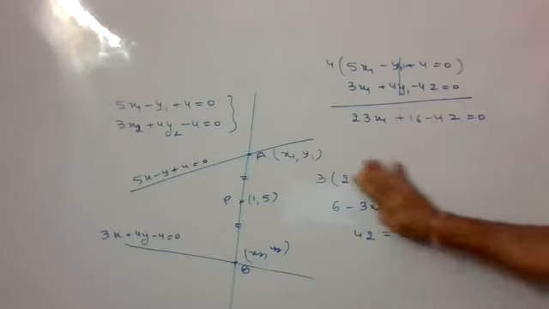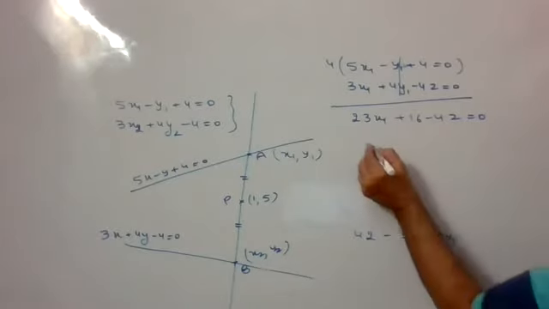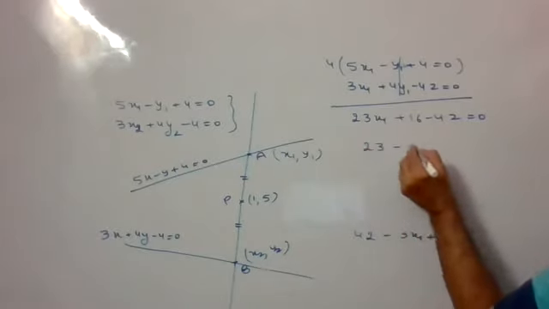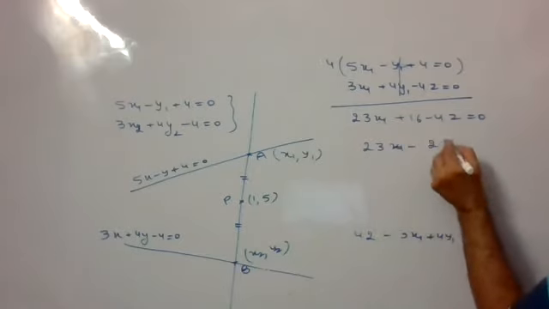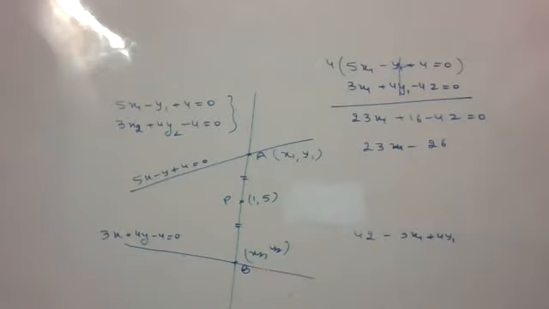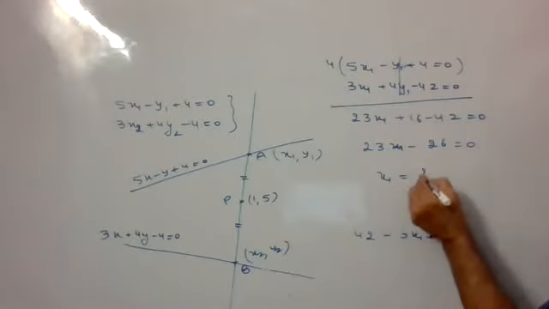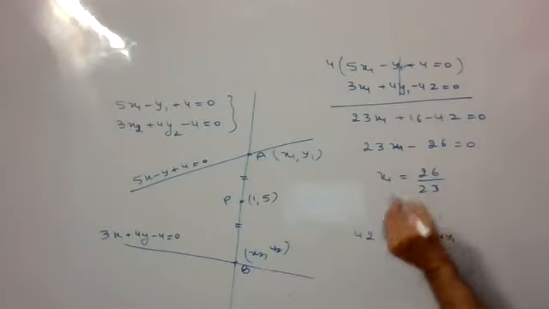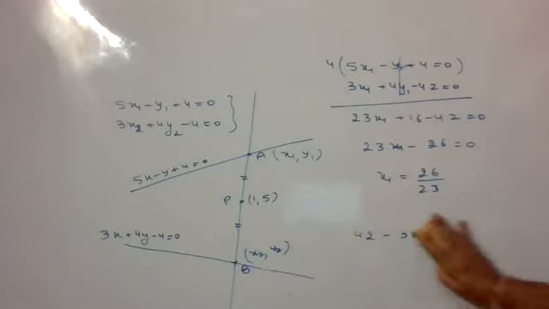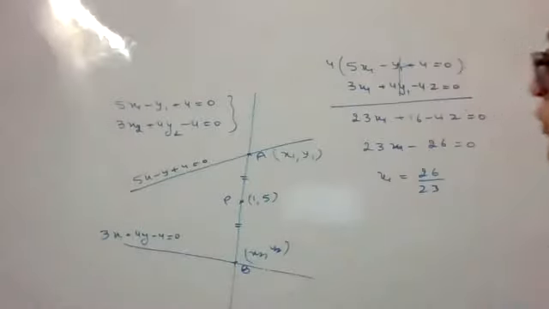Right? 23x1 minus how much will come, 26 or 36? 26 will come. Equal to 0. So x1 comes out to be 26 by 23. As you got x1, I get y1 also now.